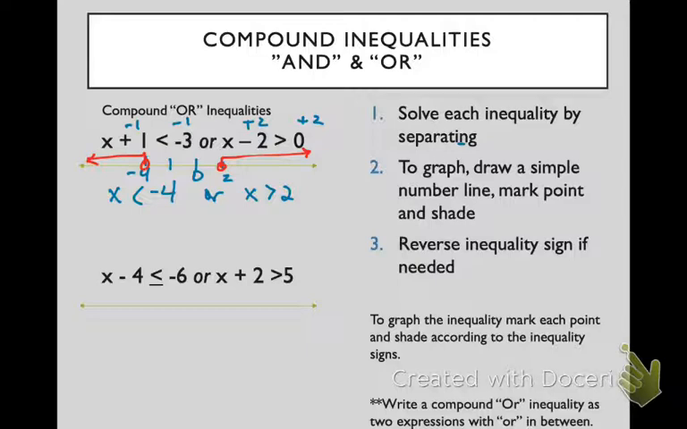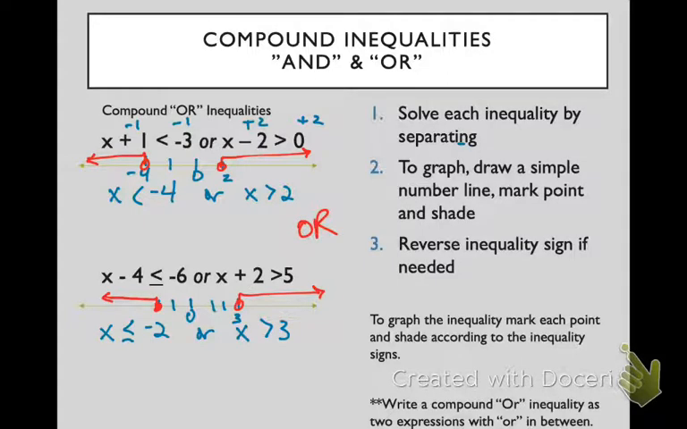All right, so the next one, we're going to add 4 to the inequality on the left and subtract 2 from the inequality on the right. So we get x is less than or equal to -2 or x is greater than 3. And or makes sense because those two criteria cannot exist at the same time. We're going to graph them on the same number line, but we're going to show that the shading goes in diverse directions. So again, this is what we call a compound or inequality.